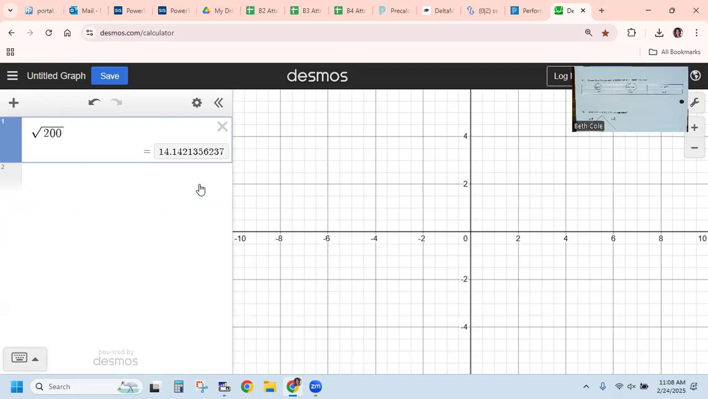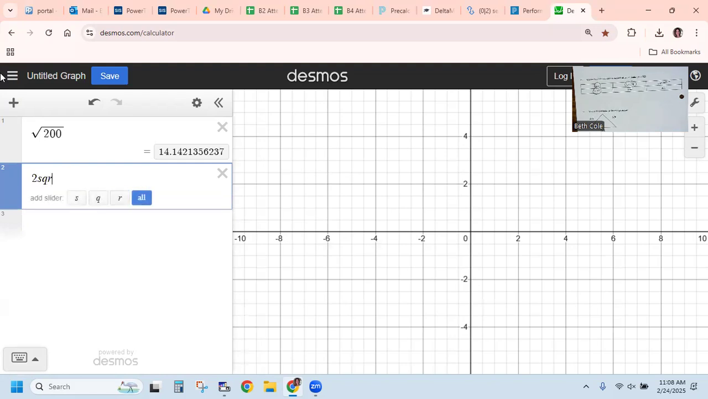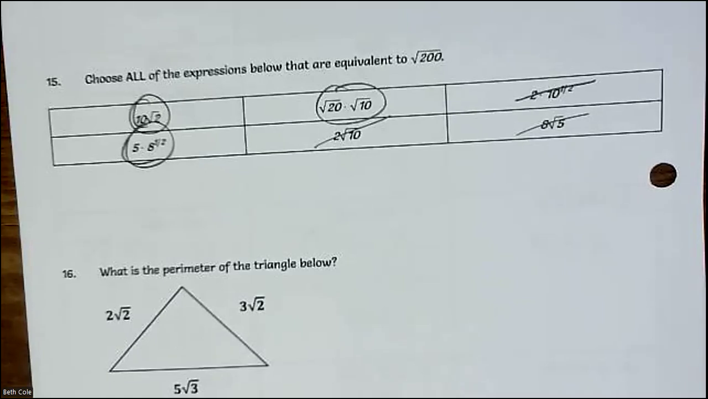All right, the next one, 2 times 10 to the power 1/2. Does that match? No, exit out. All right, the next one is 5 and then 8 to the power 1/2. Does that match? Yay, circle it. The next one is 2 square root 10. Does that match? No, get rid of it. And then the last one is 8 square root of 5. Does that match? No. So it should look like this. Do you see that?